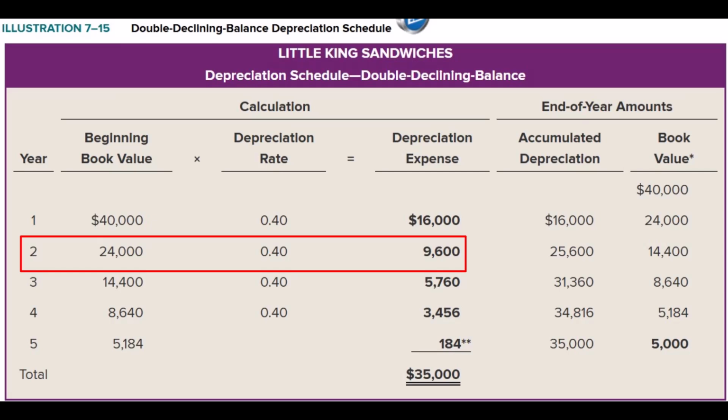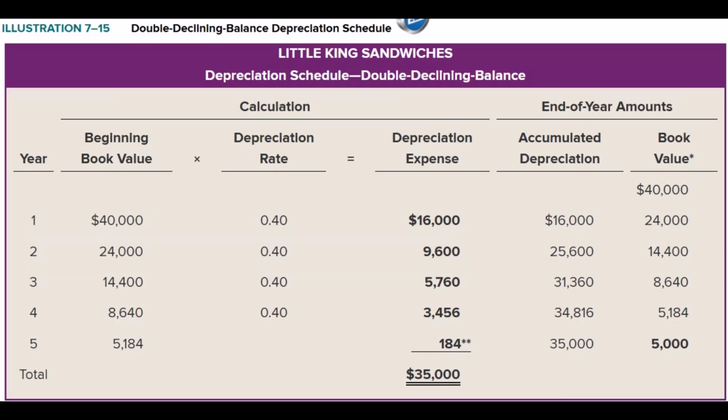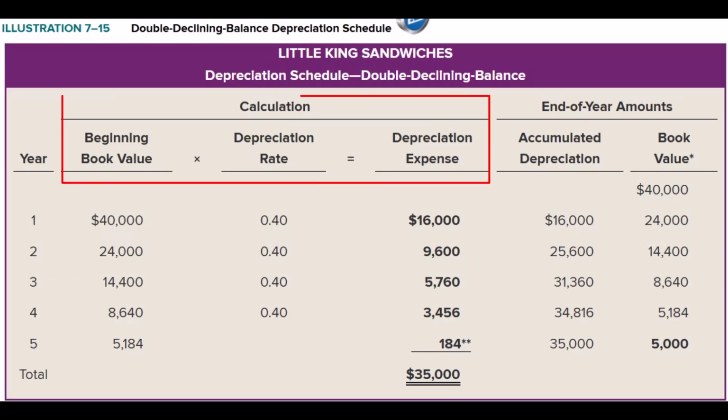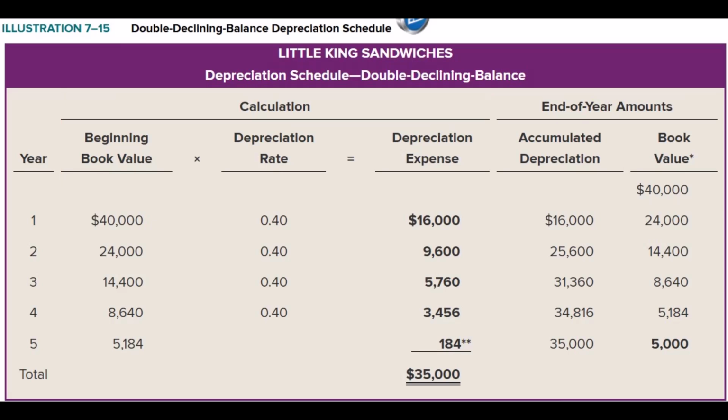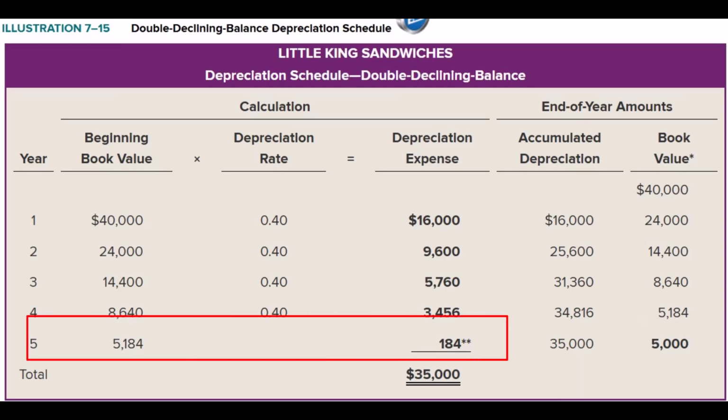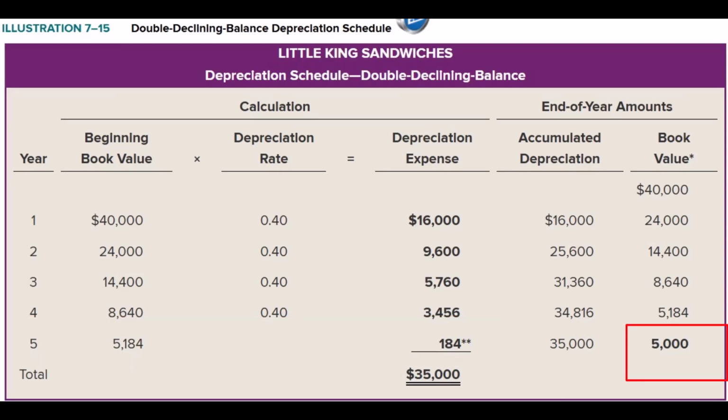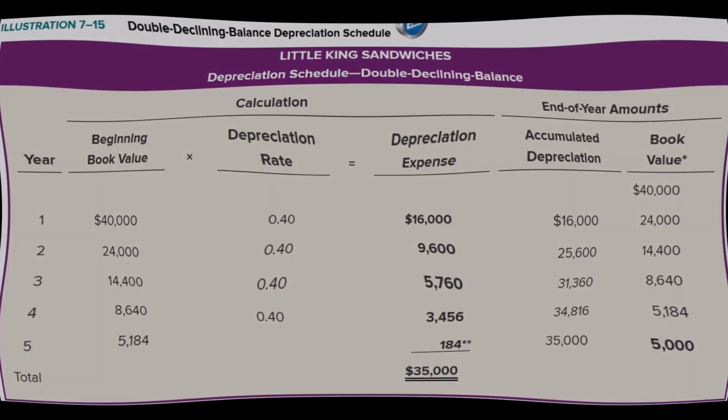Now, notice two special rules. First, we ignore the residual value in the initial calculations. Second, we must stop depreciating once the book value reaches the residual value. In year 5, we don't take the full 40%. We only record $184 of depreciation, which is the amount needed to bring the book value down to exactly $5,000.